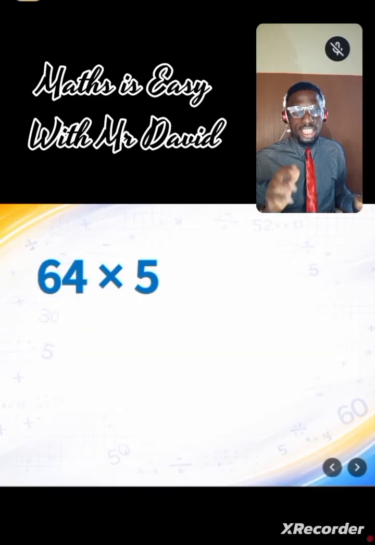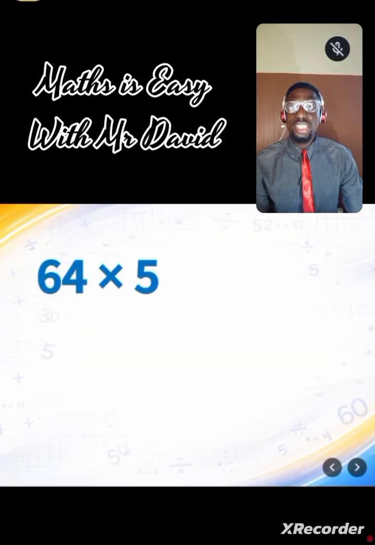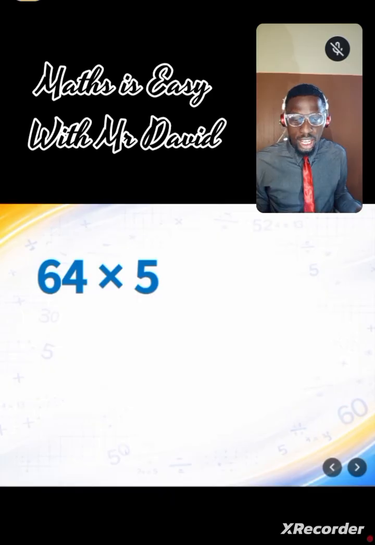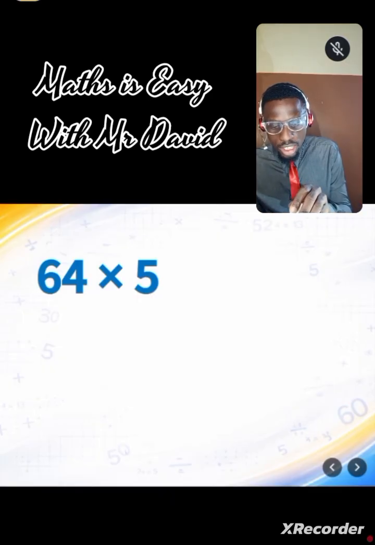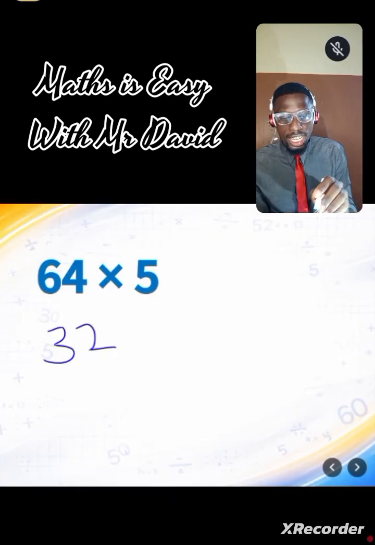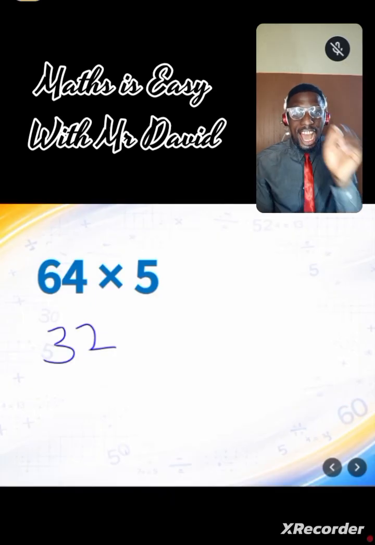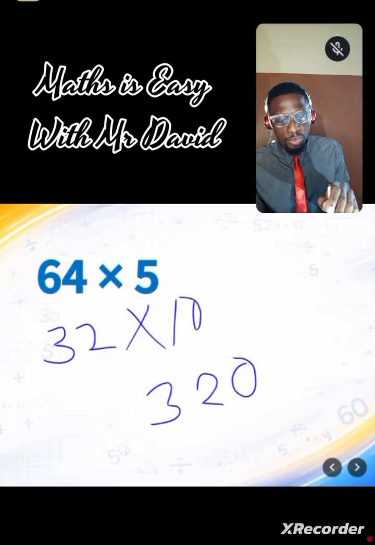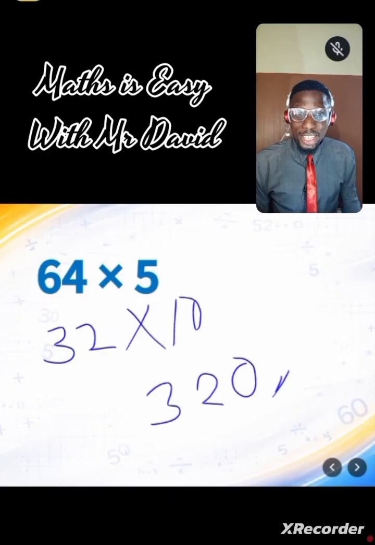So let's look at this example to break it down further. 64 multiplied by 5, you divide 64 by 2, that will give us what? 6 divided by 2 is 3, 4 divided by 2 is 2, and then you multiply by 10. Multiplying by 10 is the same thing as adding 0 at the back. So I'll just do what? 32, add 0 at the back, 320. And that is as fast as possible.